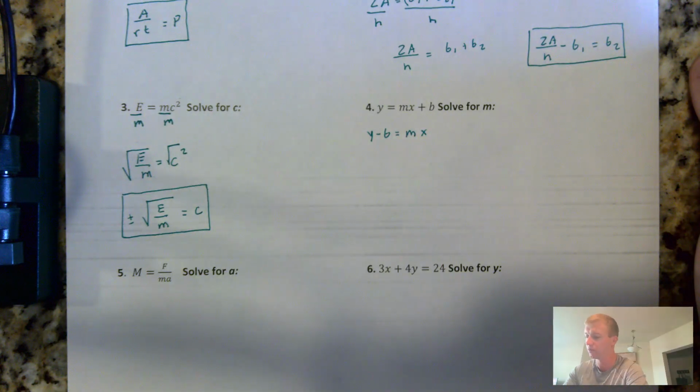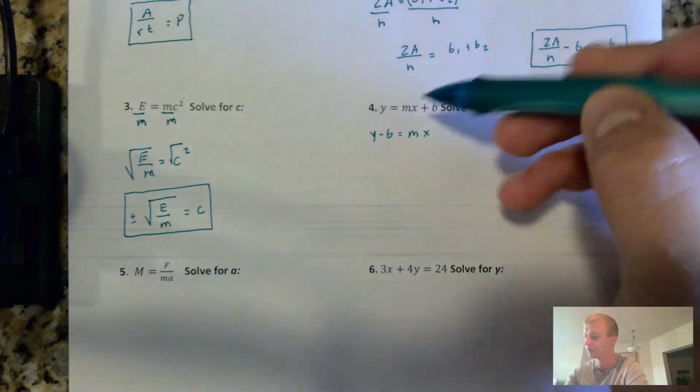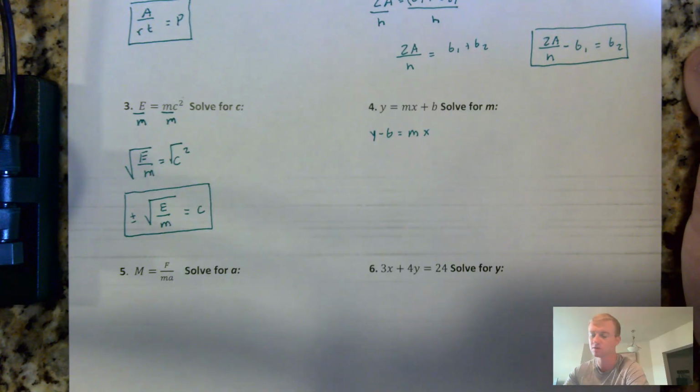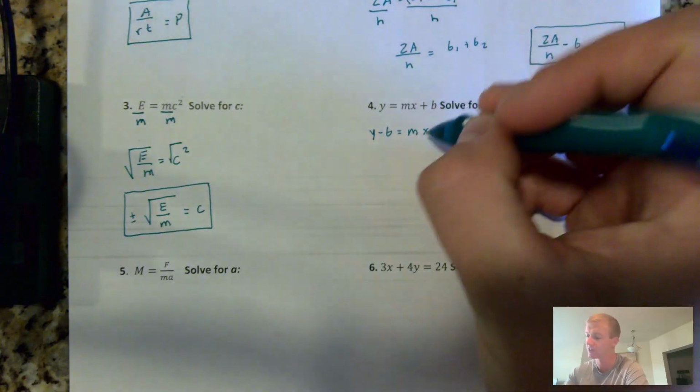Some of you are going to be like, well, why don't we divide first? Well, in this case, if we divide by m first, then we'll have that b over m. So again, we're creating more work for ourselves. So keep everything as simple as possible.